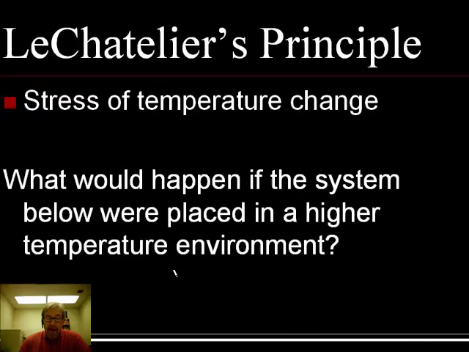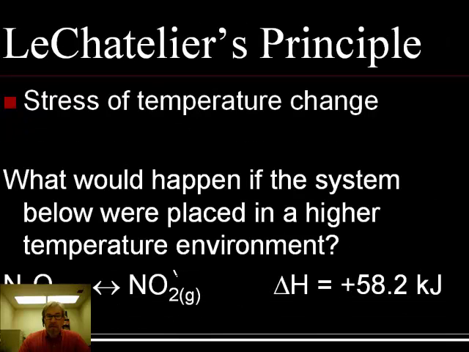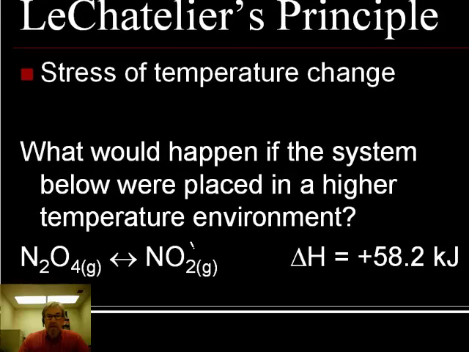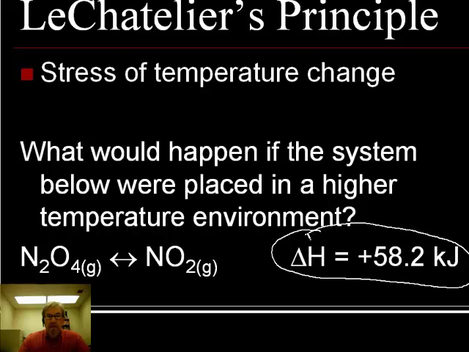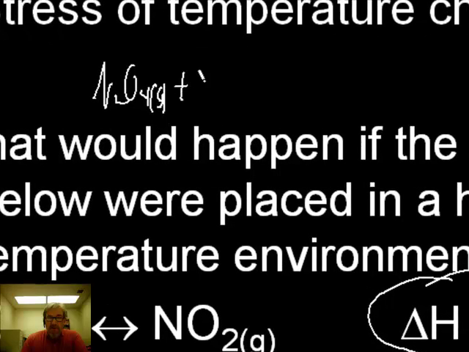One more stress, and that is the stress of a temperature change. What would happen to the system down here that's at equilibrium if it were placed in a higher temperature environment? Now, we don't have information about K here. We don't really need it to make this decision. But we do have information about the delta H. Delta H is positive for this reaction. What that means is it's endothermic. So we could rewrite this a different way. We could say N2O4 gas plus heat is in equilibrium with NO2 gas.